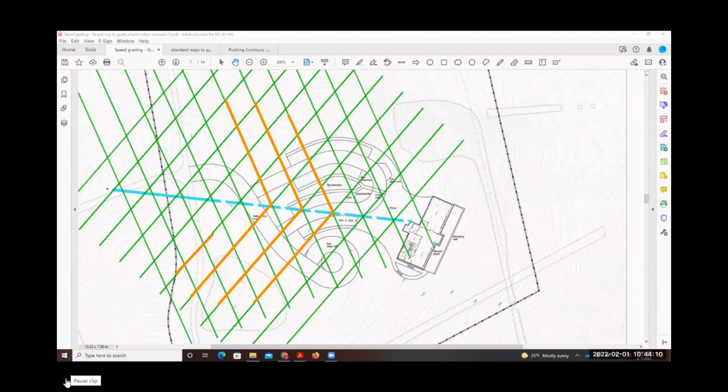So this pattern going across the entire site represents a 2% slope running this direction and this direction. That pattern is the way I could drain this parking lot.